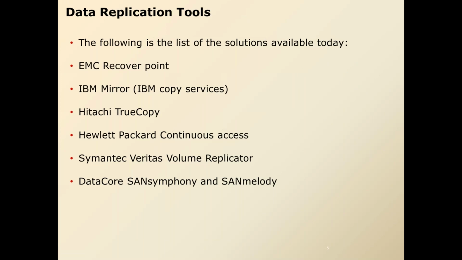Apart from Oracle Golden Gate, Golden Gate has a lot of competitors available in the market, like EMC RecoverPoint, IBM Mirror, SharePlex, Attunity, Hitachi TrueCopy. HP has its own product which is available in the market. So there are a lot of tools which work as competitors of Oracle Golden Gate.